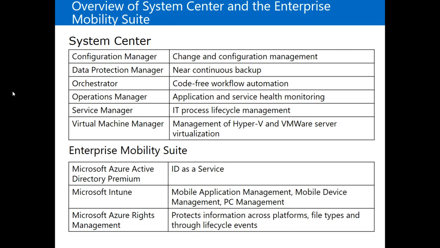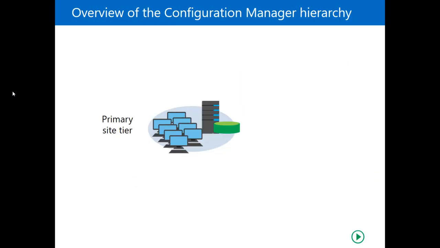Next, let's take a look at the overview of Configuration Manager hierarchy. Now, keep in mind that the System Center Configuration Manager hierarchy is of three types. So there are three site types in Configuration Manager. The first one being the primary site tier. So the primary site contains all the roles necessary to manage your environment.